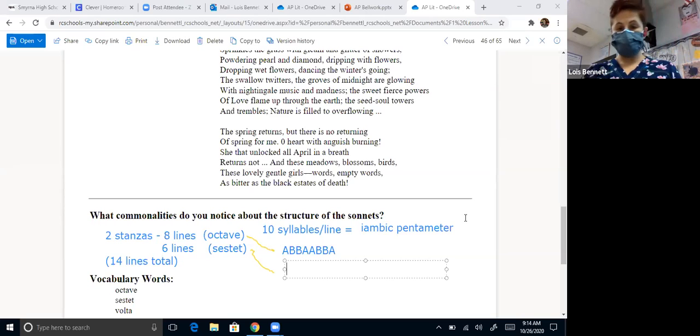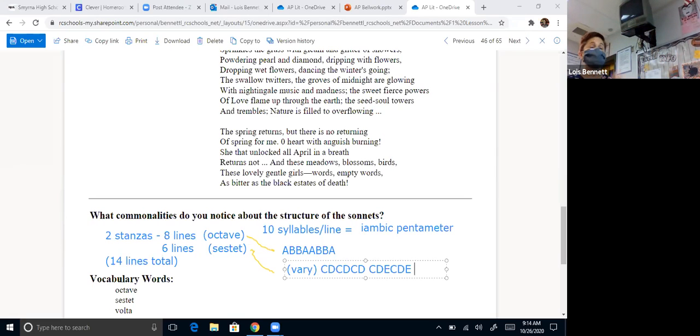What are you finding? We got to start with C. We've already got A's and B's covered. Are they all like that? No, they're not. So the rhyme scheme in the sestet is going to vary. And so it might be C, D, C, D, C, D. It might be C, D, E, C, D, E. It might be C, C, D, D, E, E. It's going to vary. So you are not going to have a fixed rhyme scheme for the sestet, but you will for the octave.